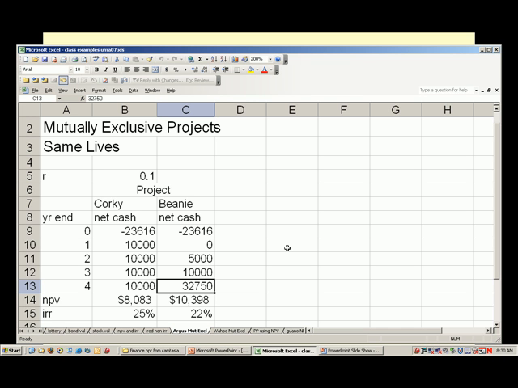Now let's put these two points together. Project Corky generates good positive cash flows in years 1 and 2, and if it can be assumed that those cash flows can be reinvested at 25%, Corky's going to be looking better than Beanie. Beanie doesn't generate high cash flows in the first years, so it doesn't really benefit much by a relatively high rate of return that can be earned by reinvesting the funds.